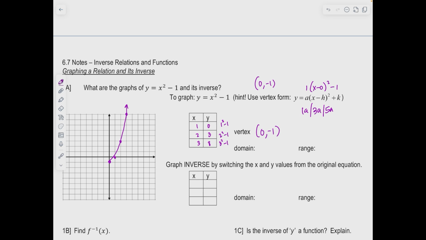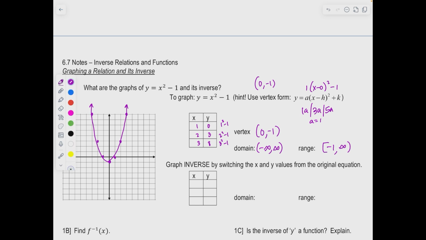Notice that fits the 1A, 3A, 5A as well. If I mirror it to the other side, 1, 2, and 3, there's the other side of my parabola. My graph goes left and right forever, so the domain is all real numbers. My range has a minimum, so it's going to go from negative 1 all the way up to infinity.